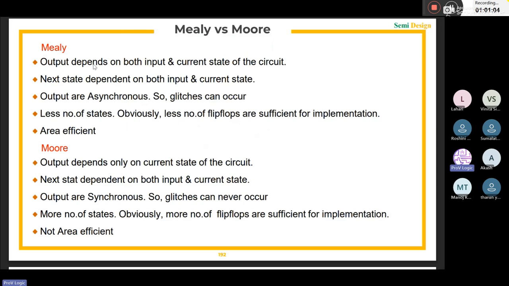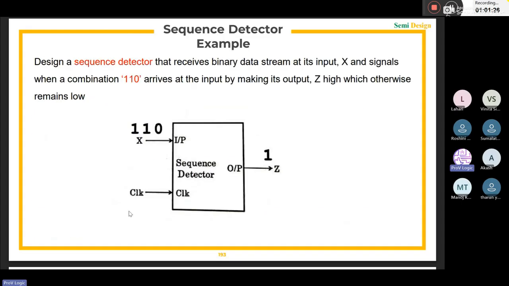Mealy: output depends on both input and current state, and the next state is dependent on both input and current state. Asynchronous glitches will occur. Fewer states, more efficient, area-wise efficient. But for Moore, outputs are synchronous, no glitches, more number of states, obviously more number of flip-flops. Okay. Next sequence detector example 110.